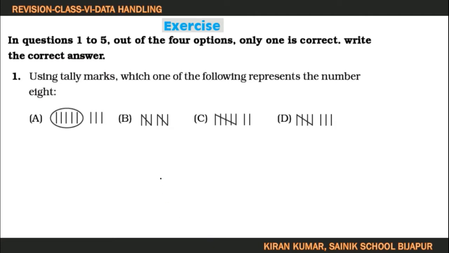Using tally mark, which one of the following represents number 8? We all must note that whenever the numbers are less than 5, they are represented using these lines. This is 4. Once I cross over these 4, it becomes 5. This is 6. This is 7. This is 8. So the option D represents the number 8.